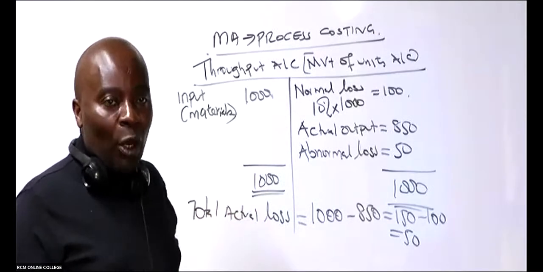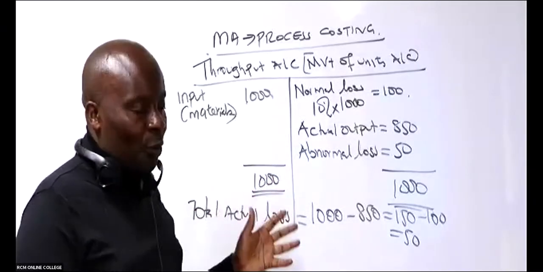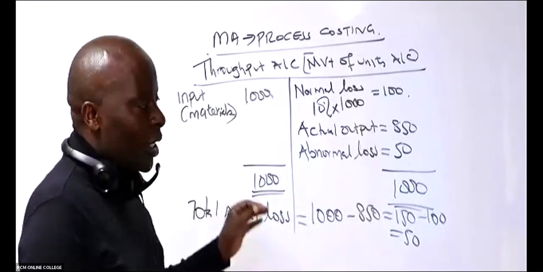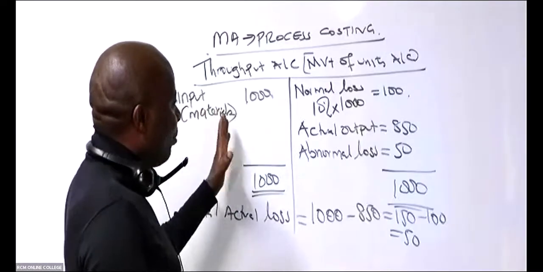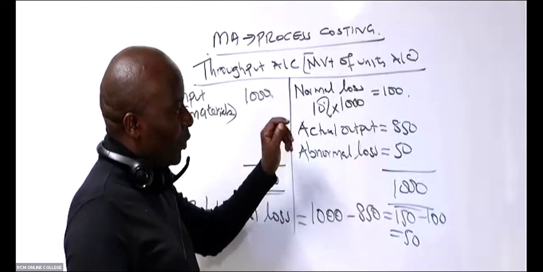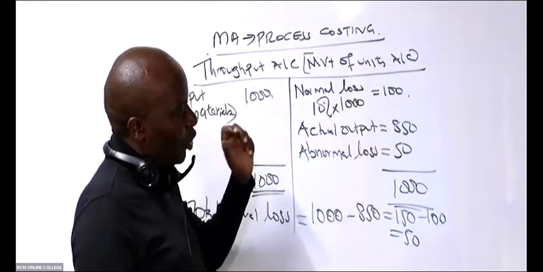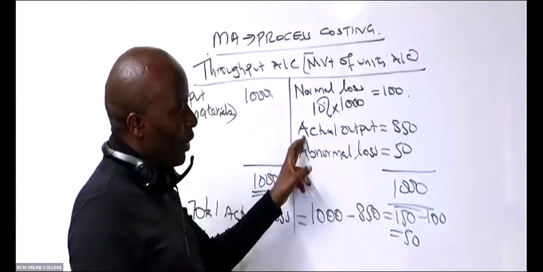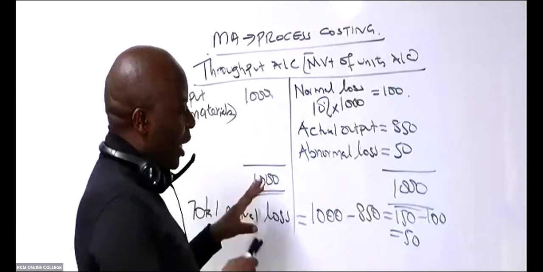For us, it's all about balancing the throughput account. The moment I've put in the input, I account for the entire input. So I have normal loss, which has been given as 10% of the input, 100. They have given me actual output of 850. Come and balance.